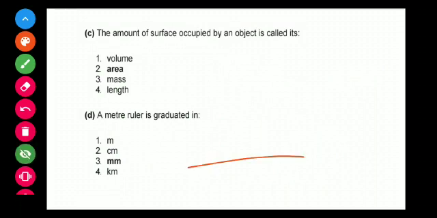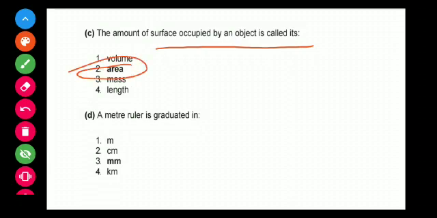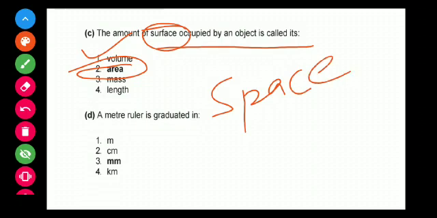Next, the amount of surface occupied by an object is called its area. The amount of surface occupied by an object is called area, and the amount of space occupied by an object is volume. Space occupied by an object is volume, and surface occupied by an object is area.